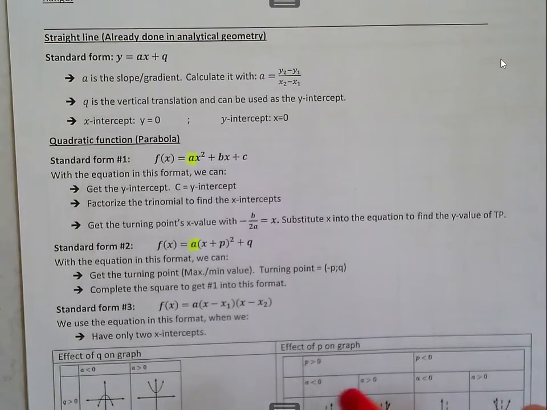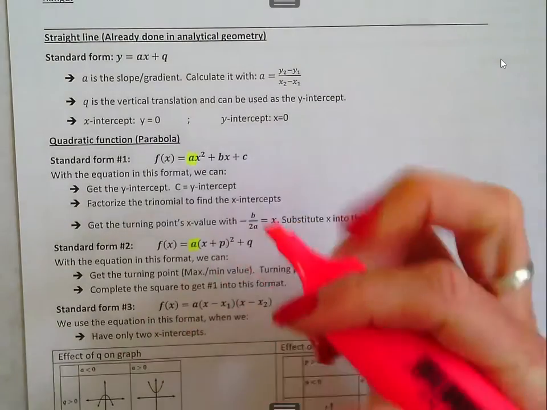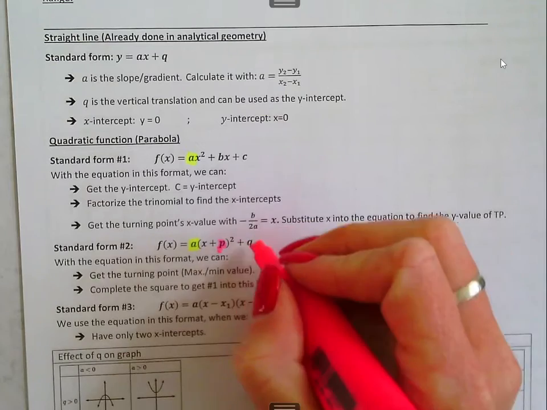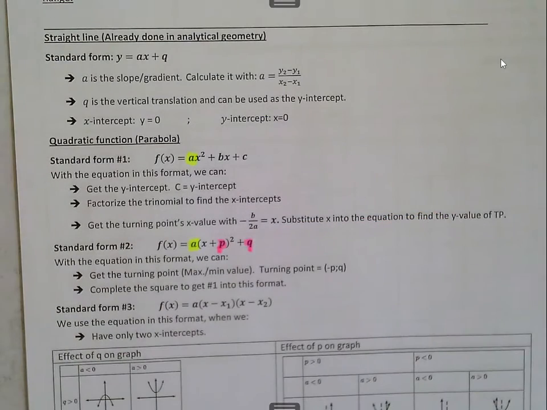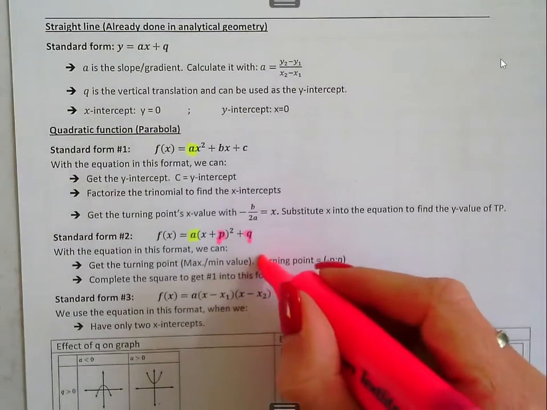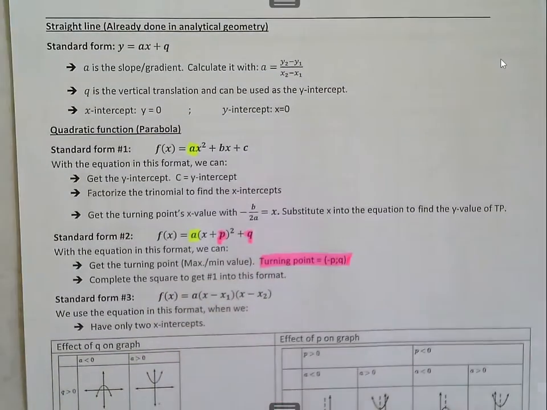In this equation, that p value and the q value, they are the turning point. So you can read it from the equation.